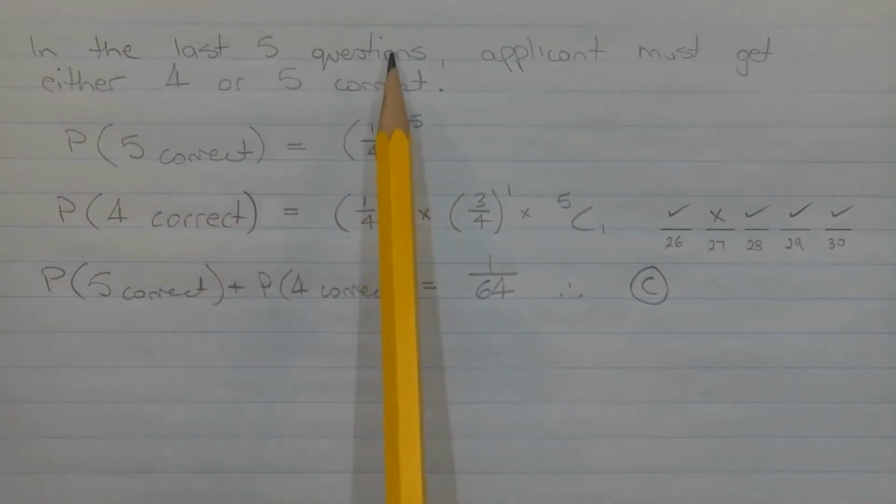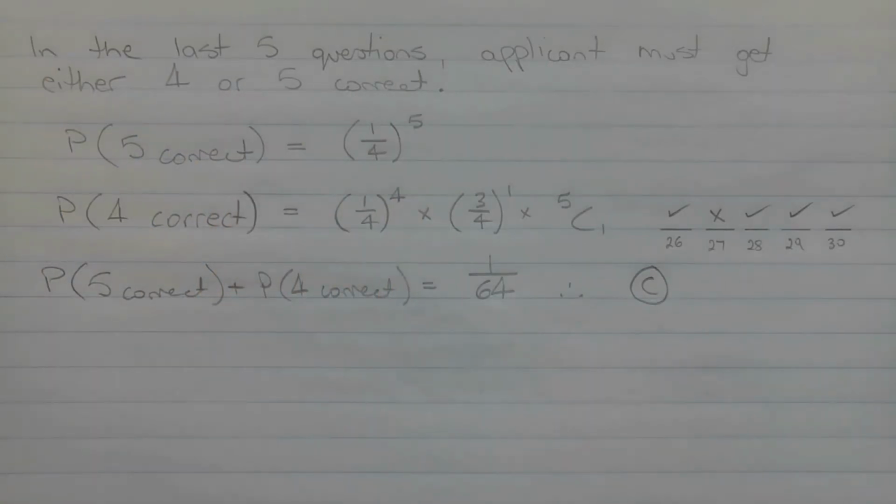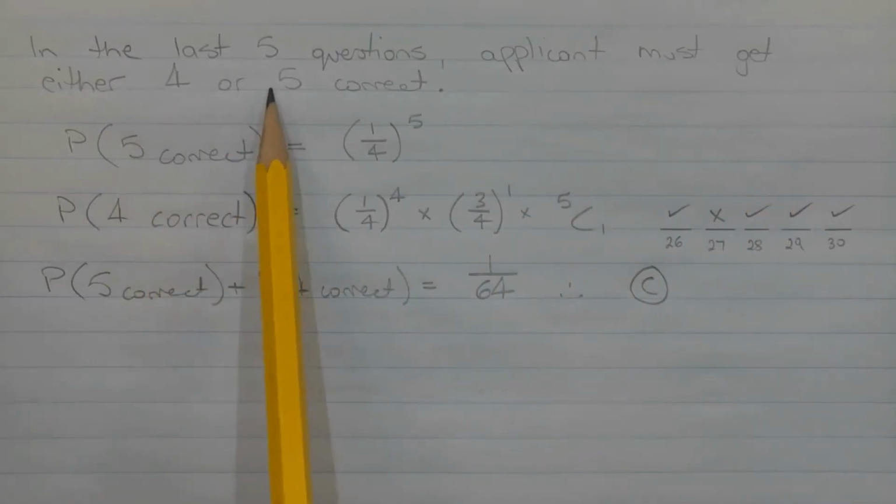In the last 5 questions of this 30 question test, in other words, questions 26 to 30 inclusive, the applicant must get either 4 or 5 correct. In other words, no more than 1 mistake can be made in those last 5 questions in order to pass the entire test. Now we know that the first 25 questions were answered correctly, so we don't need to worry about those. We only need to concern ourselves with the last 5, and they're answered randomly.